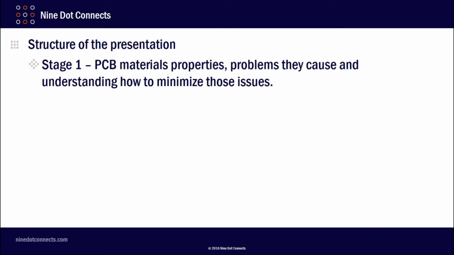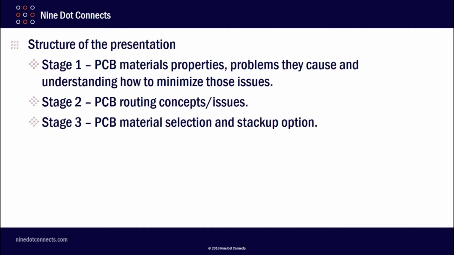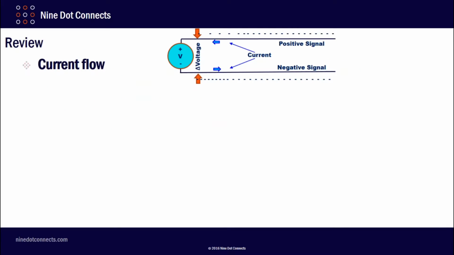With that in mind, the structure of this presentation is actually going to be broken up into 3 sections. Today's going to be stage 1, where we're going to talk about PCB material properties, the problems they cause, and then understanding how to minimize those issues. The second stage is going to be talking specifically about PCB routing concepts and the issues you're going to have to deal with doing proper routing. Stage 3 is going to be PCB material selection and stack-up options. Probably one of the more confusing aspects. So we're going to help you with that.